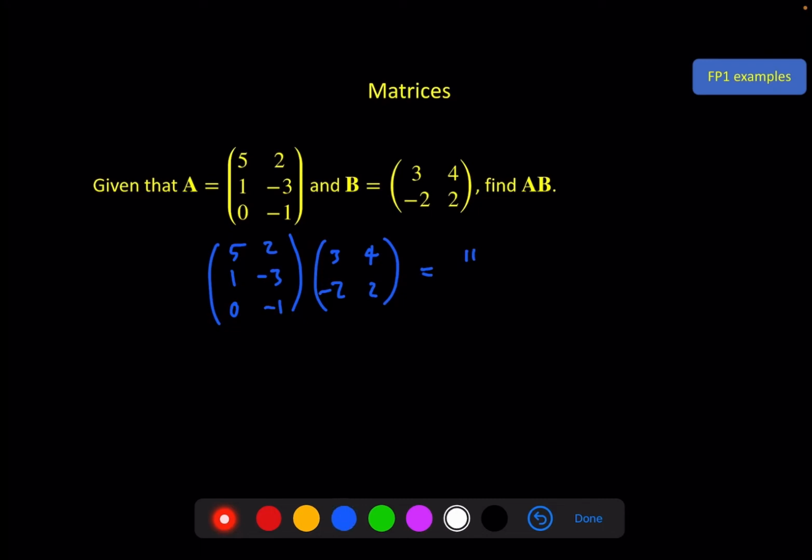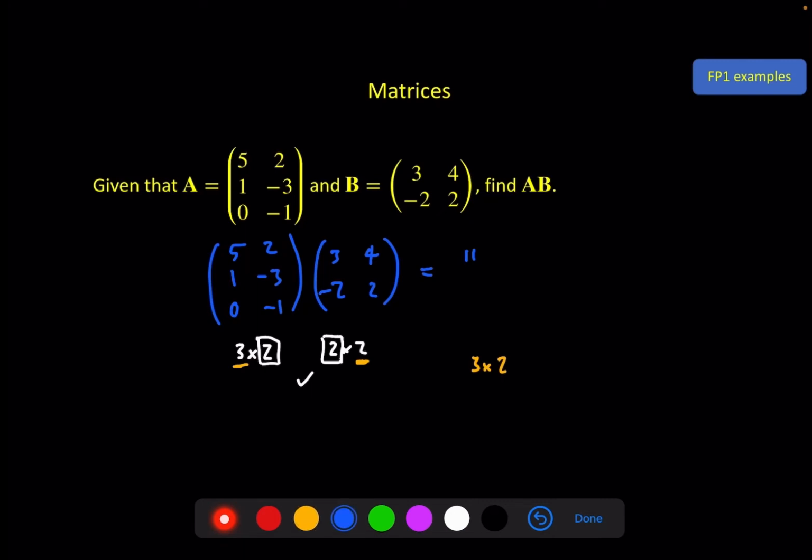Now let me just see what size that will be. Here we've got a 3 by 2, and here a 2 by 2. The 2's here are the same. That's telling me I can do this, it will work. And then the 3 here and the 2 here are telling me I should end up with a 3 by 2 matrix as my answer. So it should be the same type of matrix as A.